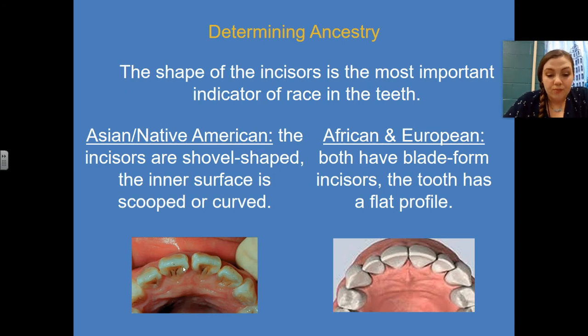Asian Native American, though, you can see how there's a little divot. There's little divots in their teeth. And divots a tiny bit over here, but definitely more so for Asian Native American. Now, does that mean every single Asian has more divoted teeth? No. Okay. Again, it's on average that their teeth have this scooped out appearance, whereas African and European, not so much. So the incisors are shovel-shaped, the inner surface is scooped or curved.